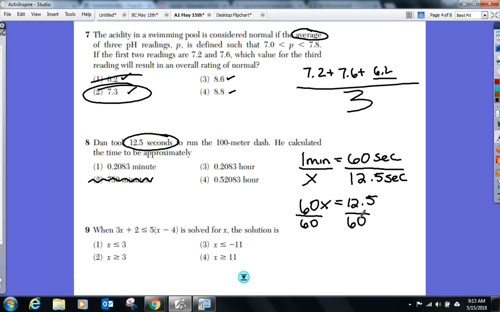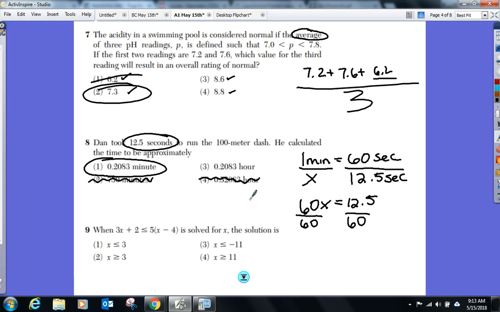How many minutes did it take them? About 0.2083 minutes, right? Minutes. Can we talk about why, using common sense, I can eliminate number 4? That's about a half an hour. 12 seconds, right? Half an hour, that's not going to fly, right? And this is about what, 0.20 of an hour? Yeah. Okay, now we're getting into ridiculousness.